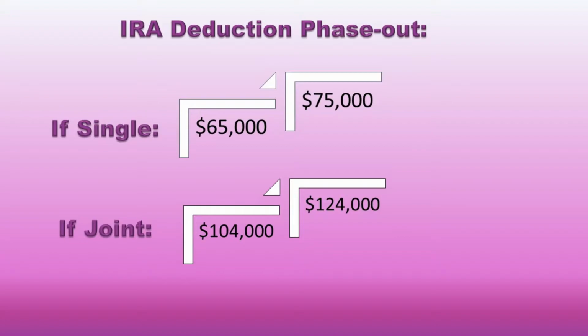And if you're married filing jointly, your phase out starts at $104,000. And once your income hits $124,000 for 2020, you cannot take any of the IRA contribution deduction on that schedule.